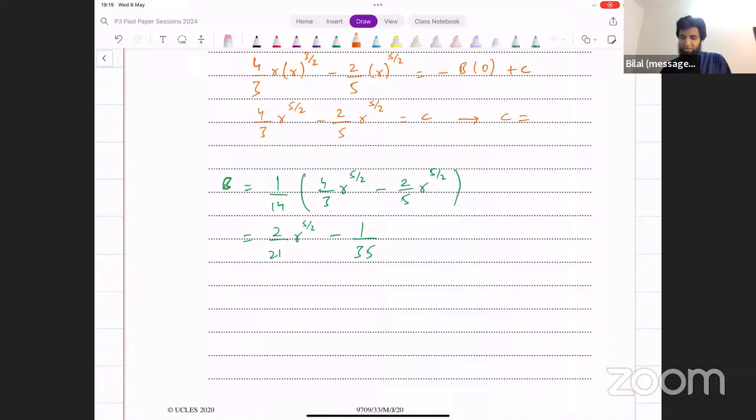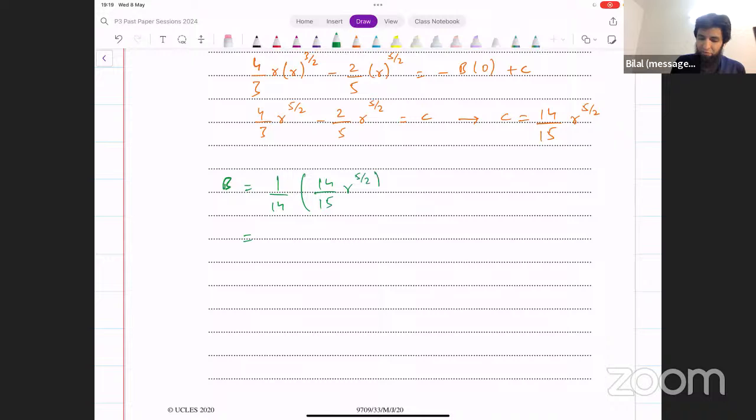4/3 minus 2/5. These are the same terms. This is actually giving me 14/15. 4/3 minus 2/5 is 14/15 r raised to power 5/2. We could actually simplify that first, and then we could input that here. That makes things simpler. So it's 14/15 r raised to power 5/2, and that actually becomes b equal to 1/15 r raised to power 5/2. This is what b turns out to be.